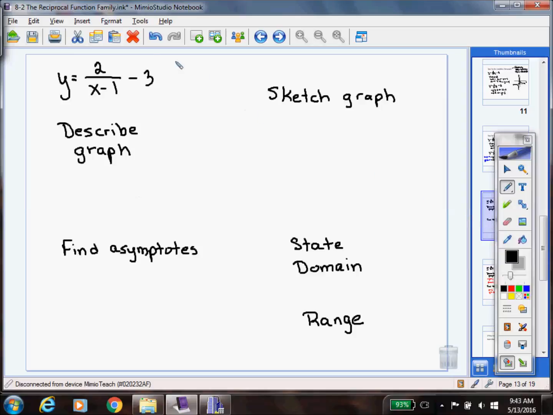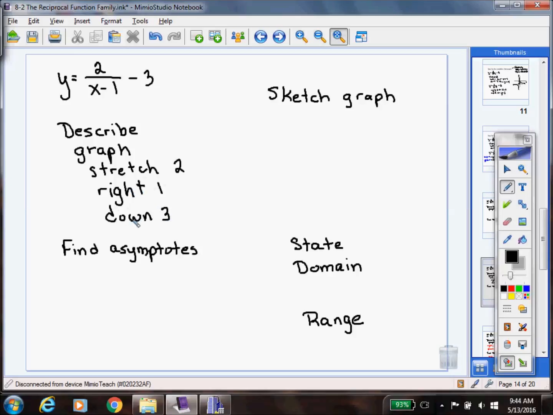What we can do here is look at the different pieces. The 2 tells us that we're going to stretch 2. The 1 tells us we're going to go right 1. And the 3 tells us that we're going to go down 3.